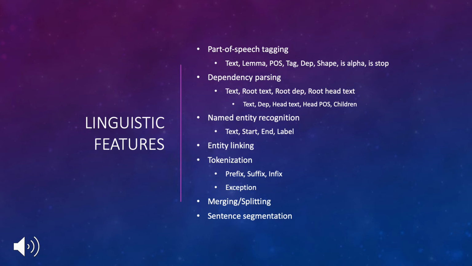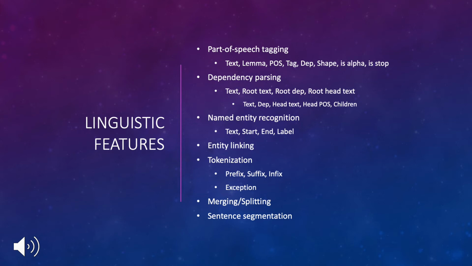Dependency parsing consists of text, root dependency, and root head text. The text is the original noun chunk text. The root text is the original text of the word that connects the noun chunk to the rest of the data that is parsed. The root dependency is a dependency relation that connects the root to the head. The root head text is the text of the root's token head.